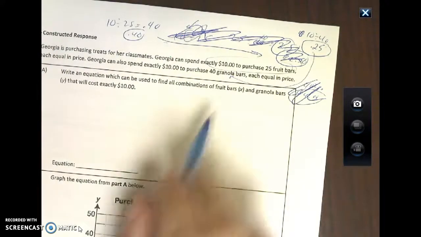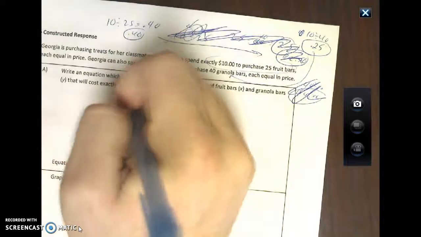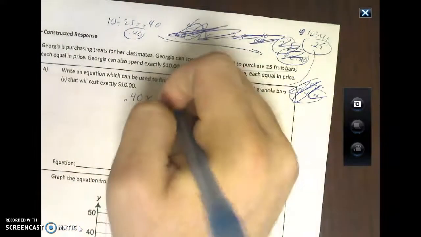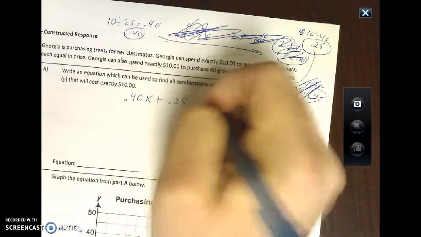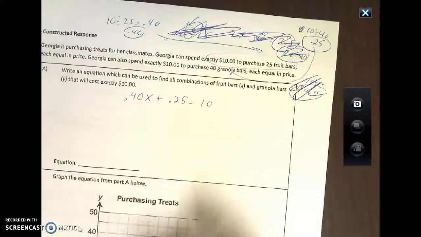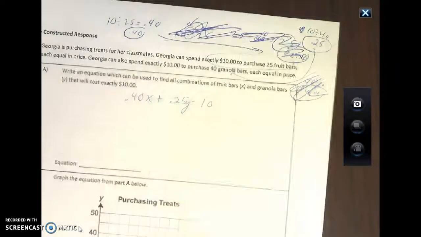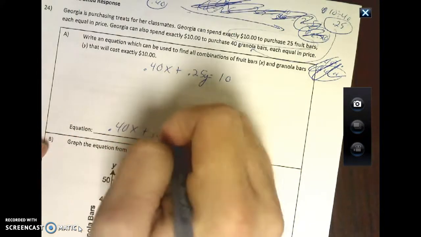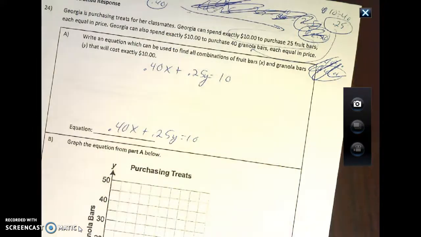So how can I use that? Fruit bars are X, 0.40X plus granola bars are 25 cents, 0.25Y, equals $10 total. Okay, oops, that's supposed to be Y right there. So there's our equation, 0.40X plus 0.25Y equals 10.